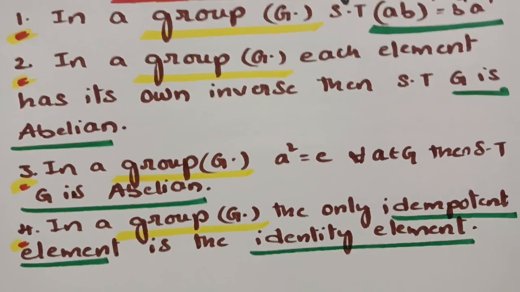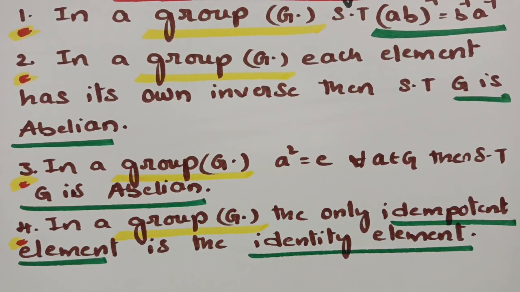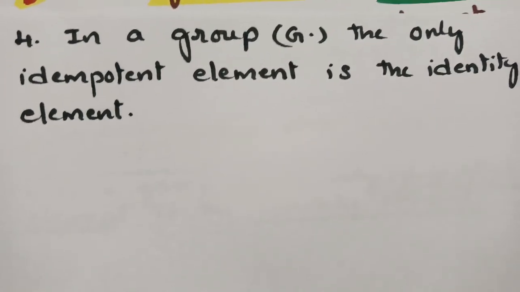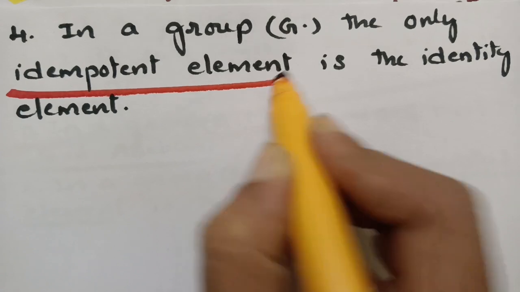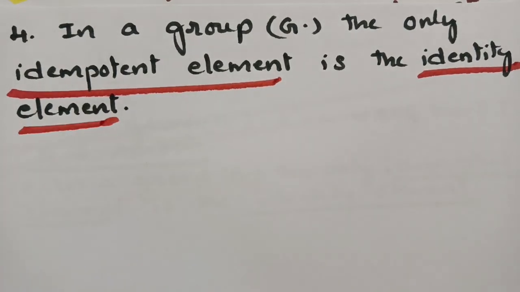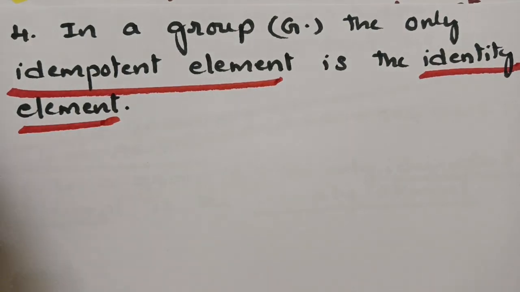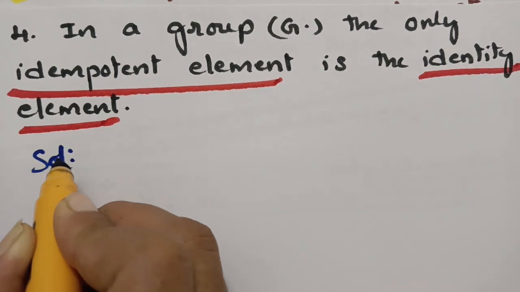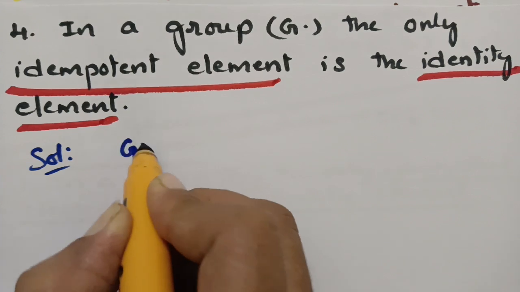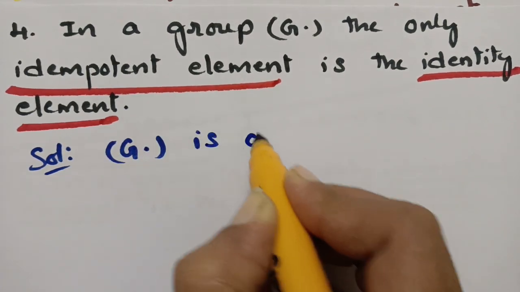And the last question here is, in a group G, the only idempotent element is the identity element. So this is also so simple. What is given? (G, ·) is given. The only idempotent element is the identity element. In the solution, G is a group. So given (G, ·) is a group.